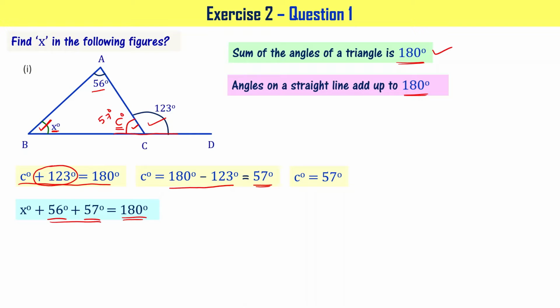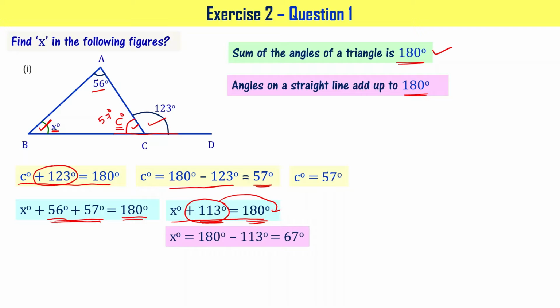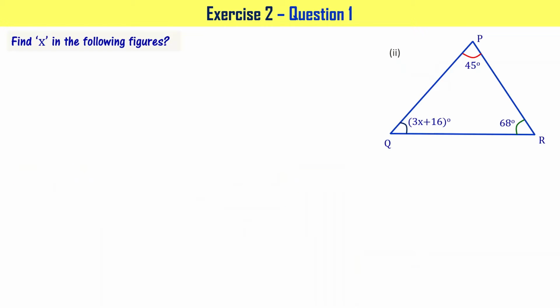You add these two such that you can write it as x plus 113 equal to 180. 56 plus 57 is 113, right? Now this is a linear equation in one variable. What I want to do is I want to transpose this plus 113 to other side. Then it becomes minus 113, right? I can write it as x equal to 180 minus 113, that is equal to 67 degrees, right? To answer the question, x equal to 67 is the answer, right? Now let us look at the second figure.